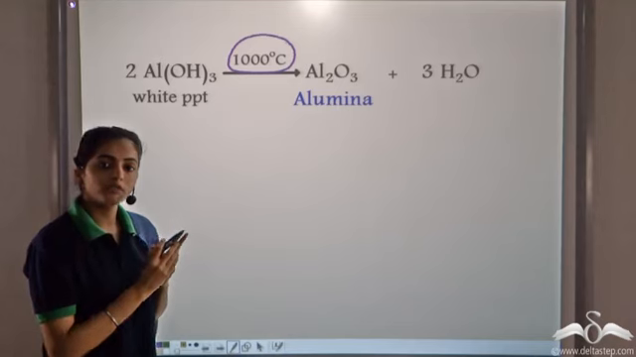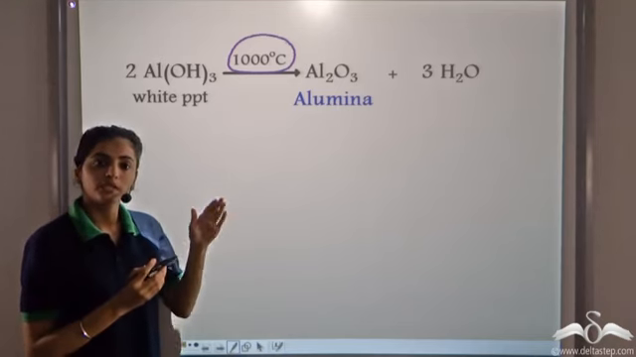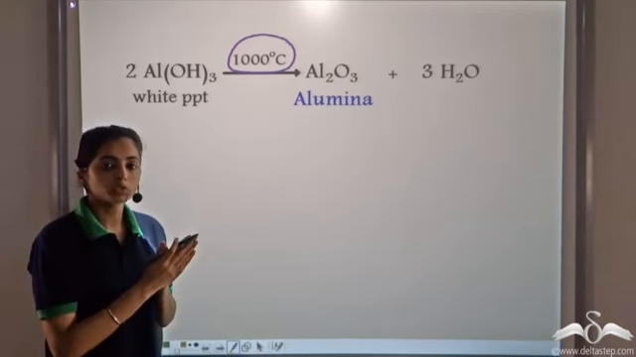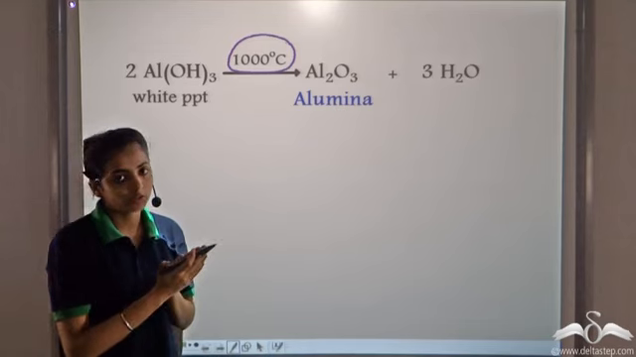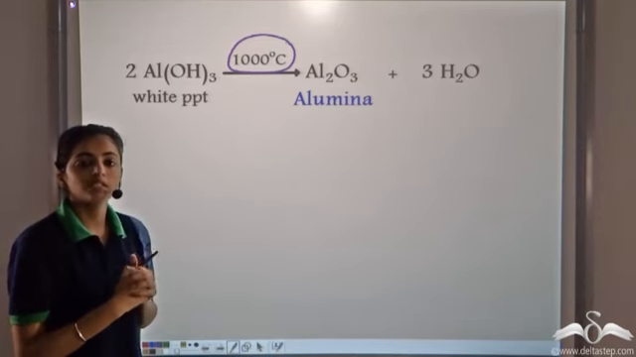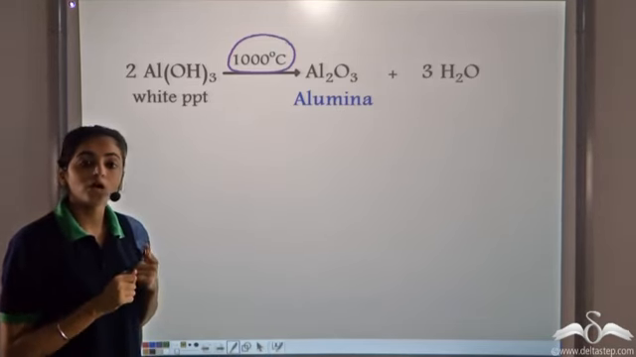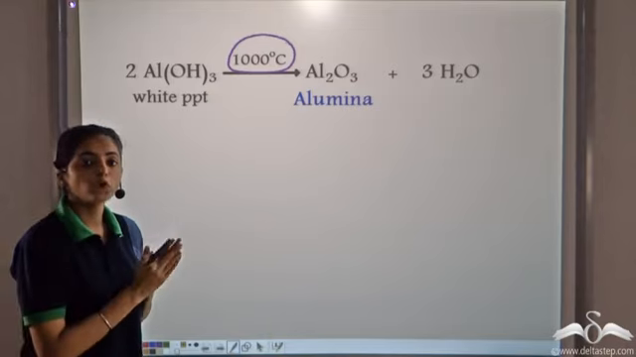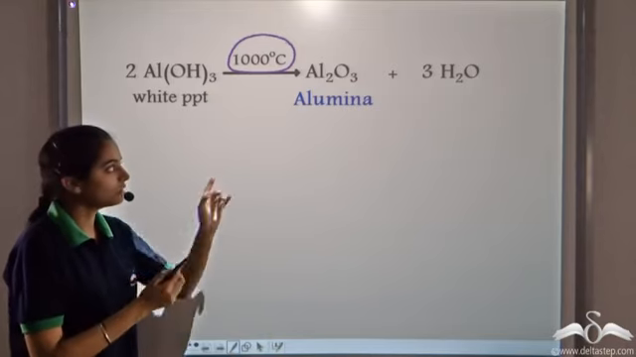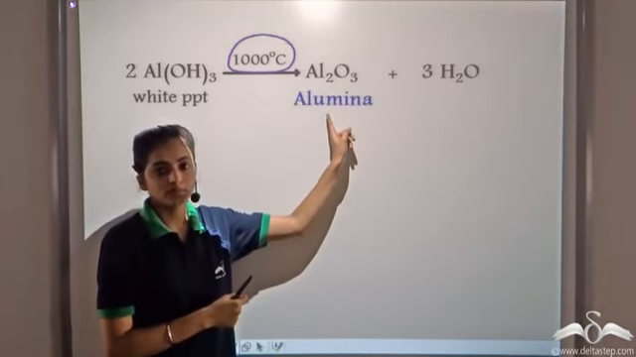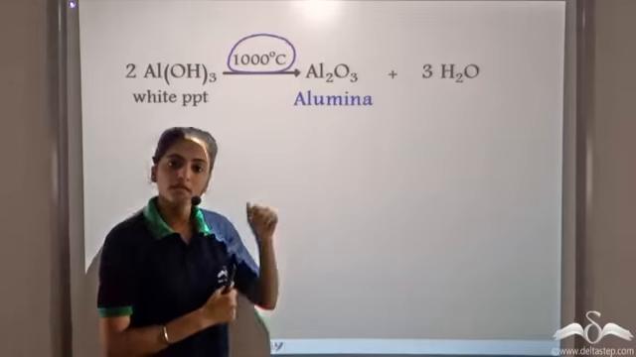So from bauxite, we use sodium hydroxide to get sodium aluminate. Then from sodium aluminate, we get aluminium hydroxide. Then we heat this aluminium hydroxide at 1000 degrees Celsius. It forms the oxide of aluminium, which is known as alumina. So now we have the oxide.